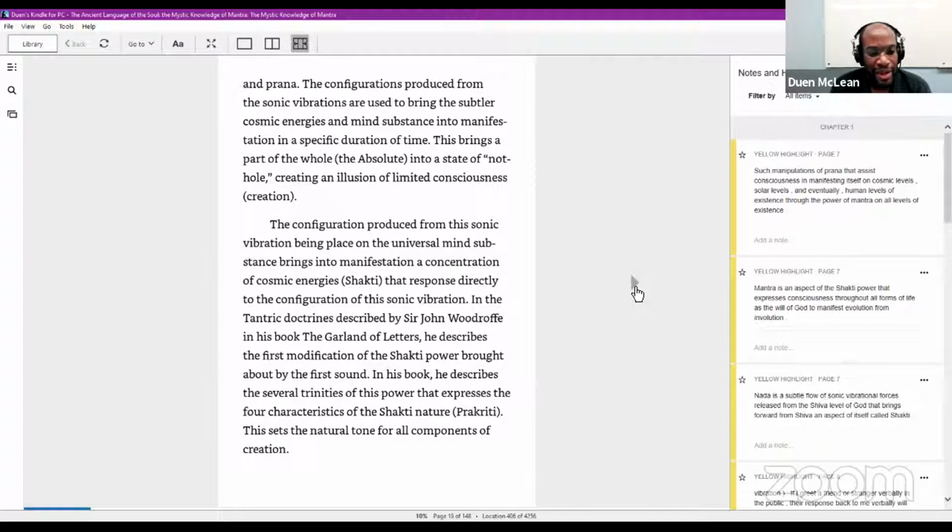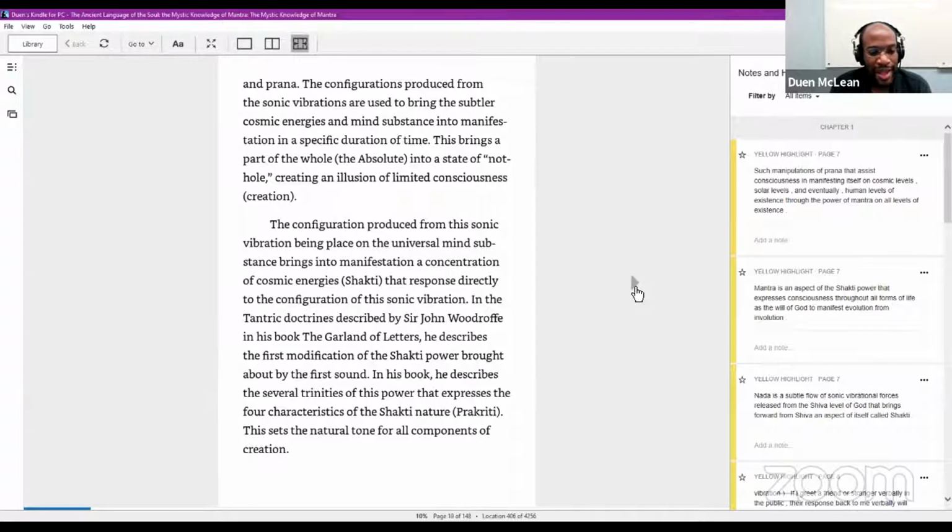In the Tantric doctrines described by Sir John Woodroffe in his book, The Garland of Letters, he describes the first modification of the Shakti power brought about by the first sound. In his book, he describes the several trinities of this power that expresses the four characteristics of the Shakti nature, Prakriti.